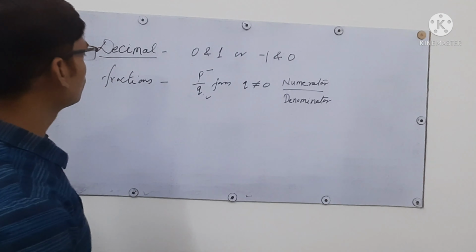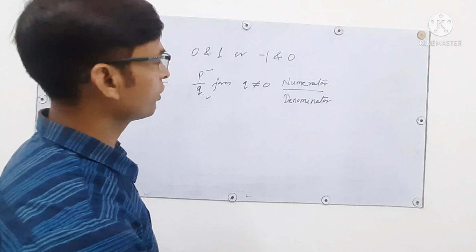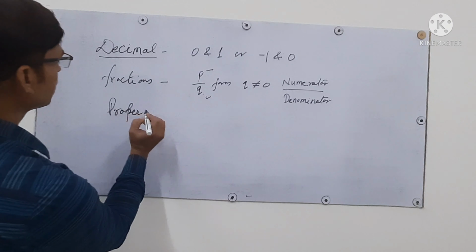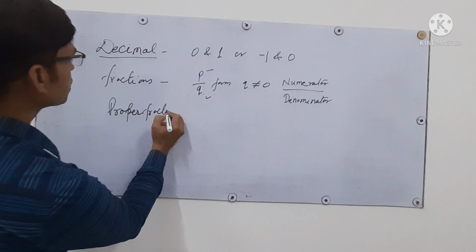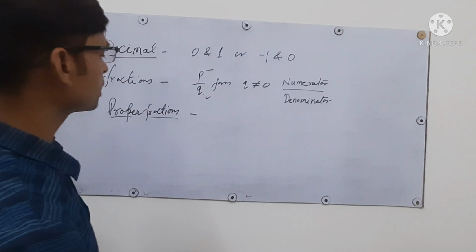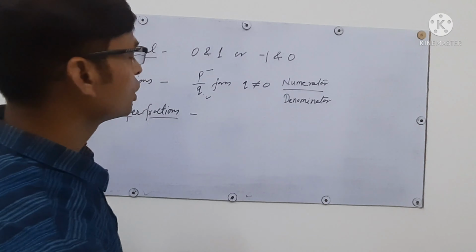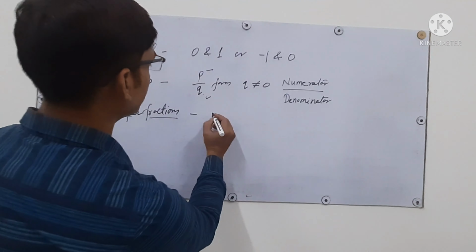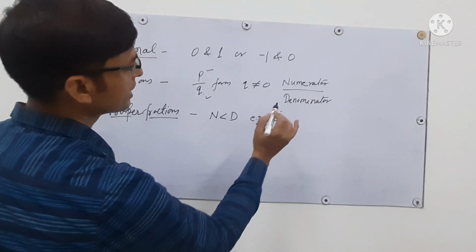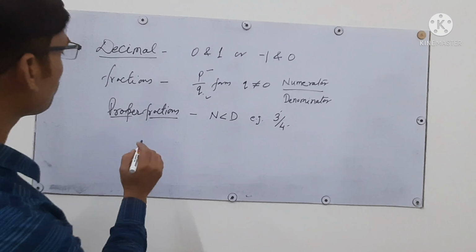And we are going to do fractions here. Fractions have some types also, that is proper fractions, improper fractions and mixed fractions. So first of all, we will understand what are proper fractions. What do you mean by proper fractions? Proper fractions are the fractions in which the numerator is less than the denominator. That is, if the numerator is less than the denominator, then it is a proper fraction. For example, 3 upon 4: in this, the numerator is less than the denominator, so it is a proper fraction.